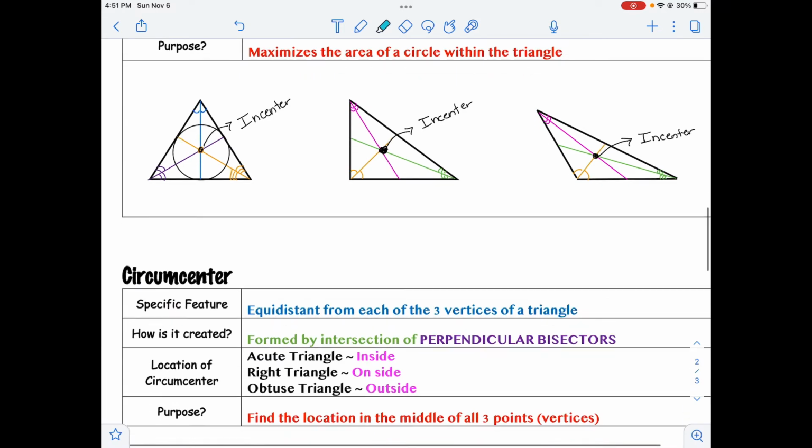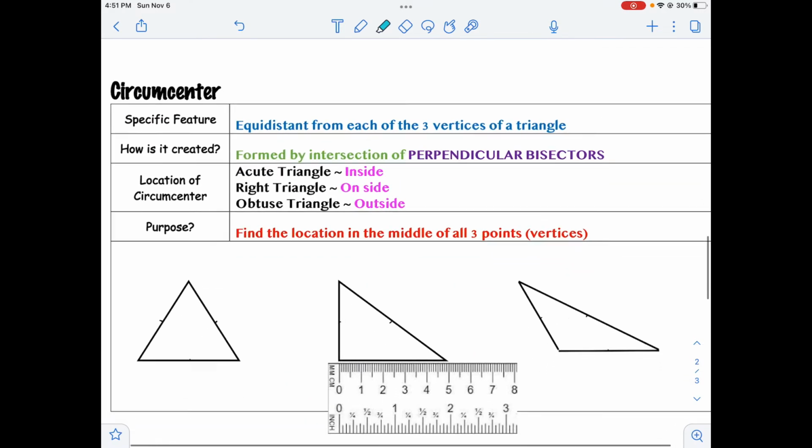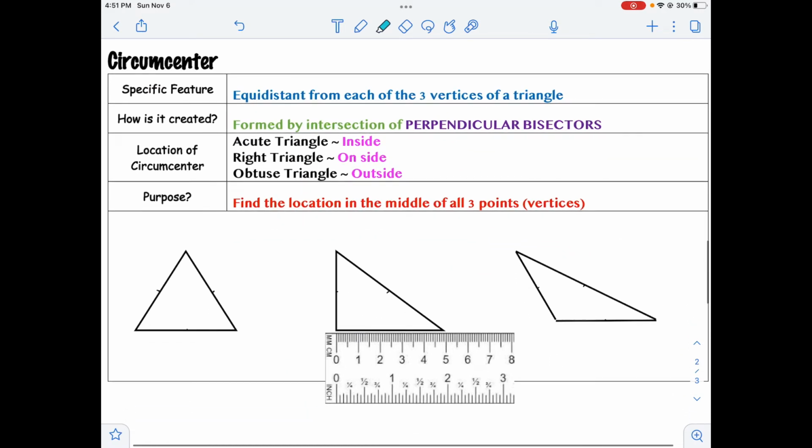Talk about circumcenter. That is our third type. And these are equidistant from each of the 3 vertices of a triangle. And they're formed by perpendicular bisectors. So I went ahead and marked my midpoints. So if I look at my midpoint here, and I'm going to do a 90 degrees, it's a perfect 90 degrees. Notice that this one cuts almost exactly there.